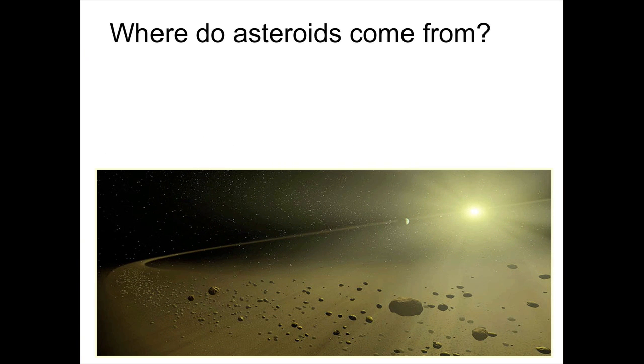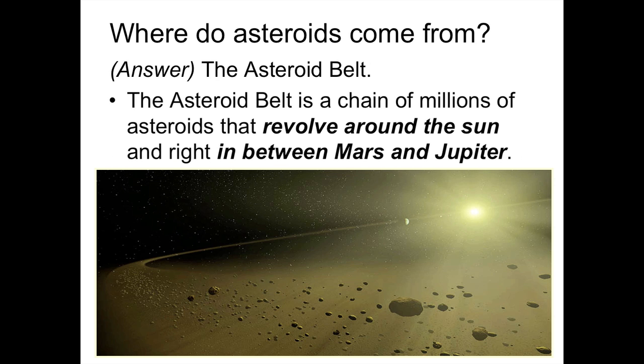Moreover, where do asteroids come from? When we see a diagram or any type of picture of the solar system, of course they show the sun and all the planets, but rarely do they show the asteroid belt. And the asteroid belt is right in between Mars and Jupiter. So, where do asteroids come from? The asteroid belt. The asteroid belt is a chain of millions of asteroids that revolve around the sun, right in between Mars and Jupiter. And it's exactly what it says. It revolves. So you have this chain of asteroids that's actually revolving around the sun, just like the planets do.